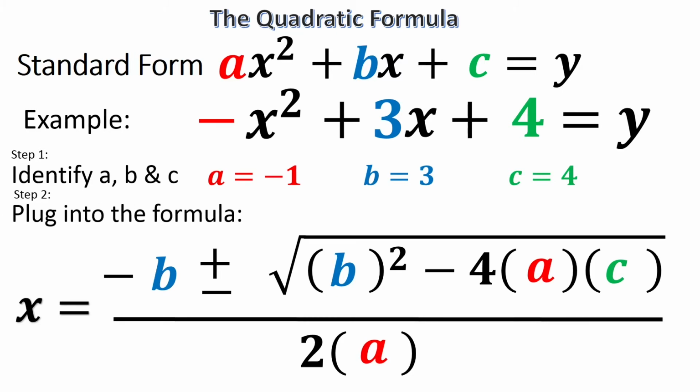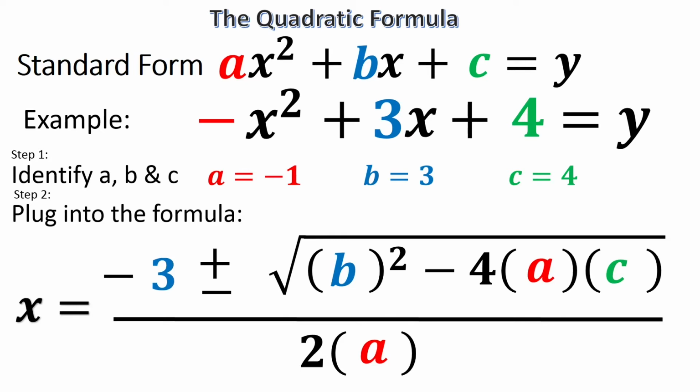The second step is to simply plug a, b, and c into the appropriate places in the formula. So we're starting off with negative b. Negative b will be replaced with 3, so it'll be negative 3. We have a positive 3, but it's going to change to the opposite of the positive 3. It's going to be a negative 3. Next we have plus or minus. That's a part of the formula, so we're going to keep that there. The square root is part of the formula, so we have to keep that.